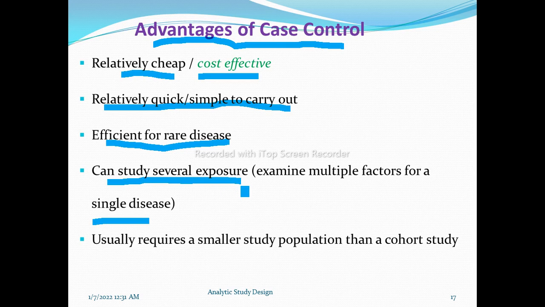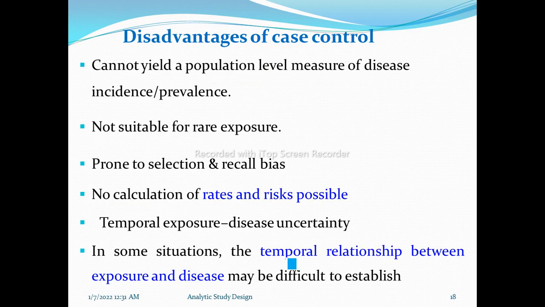Usually requires a smaller study population than a cohort study. As compared to the cohort, a smaller population may be sufficient to get enough findings. So this is an advantage. Disadvantage: cannot yield a population-level measure of disease incidence or prevalence.